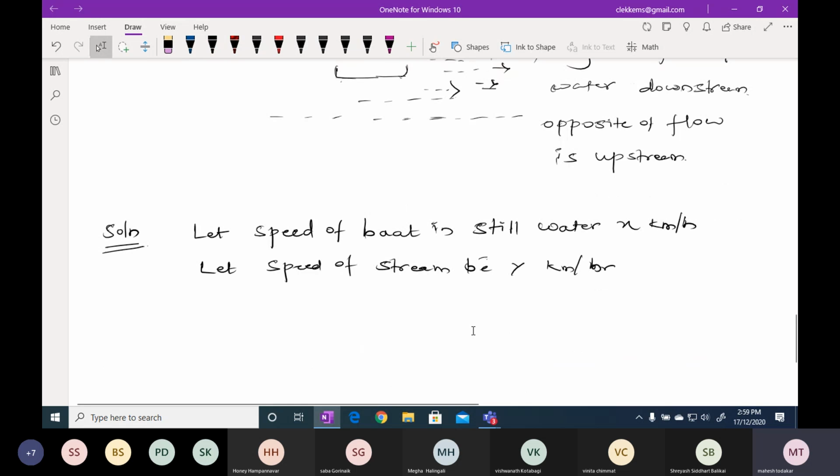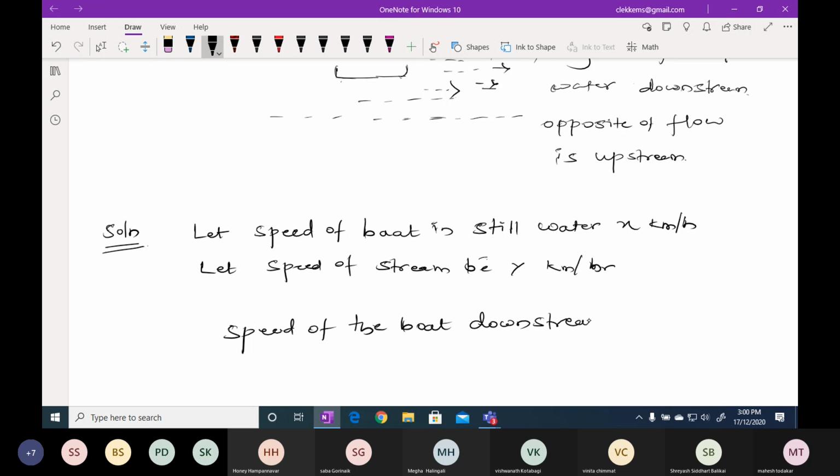Now next, once you have taken both, now the speed of the boat downstream. How can we write downstream? You know it very well. It is x plus y kilometer per hour.